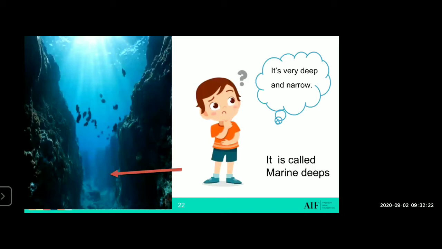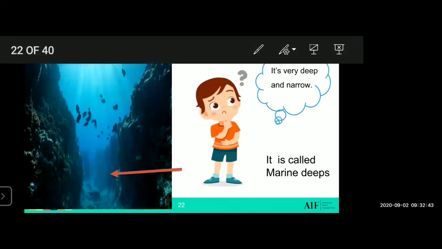So this is called marine deeps. Marine deeps are the landforms on the ocean bed which are deep, narrow and steep-sided depressions. Generally, the shallower depressions are called marine deeps. So these are not too deep. Because they are not too deep, they are shallow. They are called marine deeps.